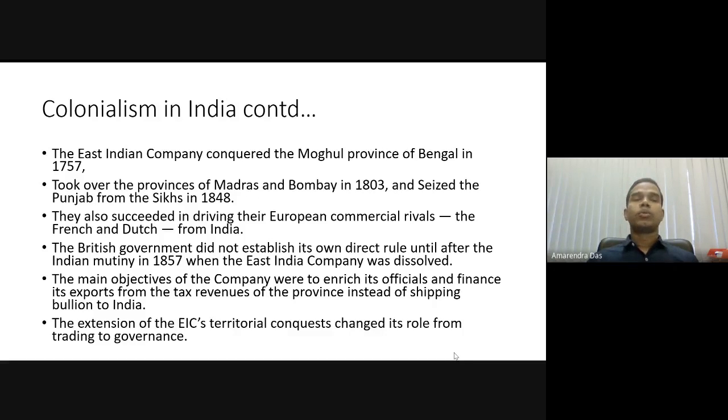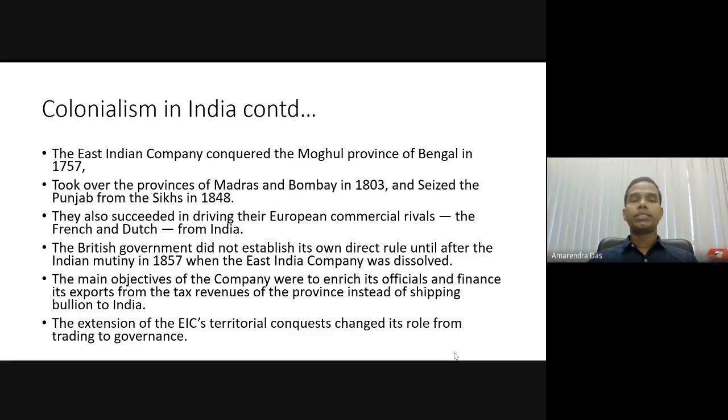Then they took over other provinces like Madras and Bombay in 1803, and they also seized the Punjab kingdom from the Sikhs in 1848. They also succeeded in driving their European commercial rivals like the French and Dutch from India. The British government did not establish its own direct rule until after the Indian mutiny, which we call the Sepoy mutiny, in 1857, and then the East India Company was dissolved. So we can say that the British government formally starts ruling India from 1857, after the Sepoy mutiny or the Indian mutiny.